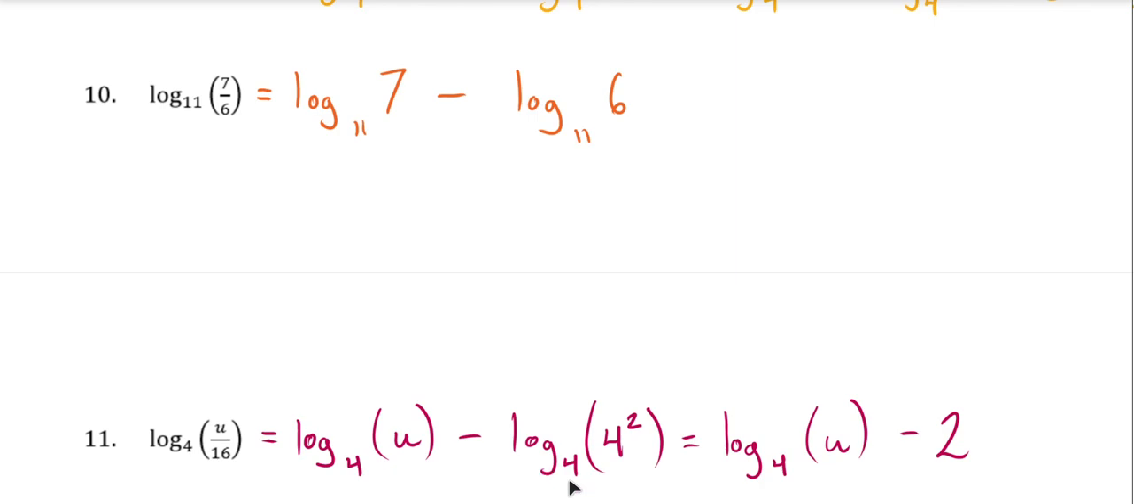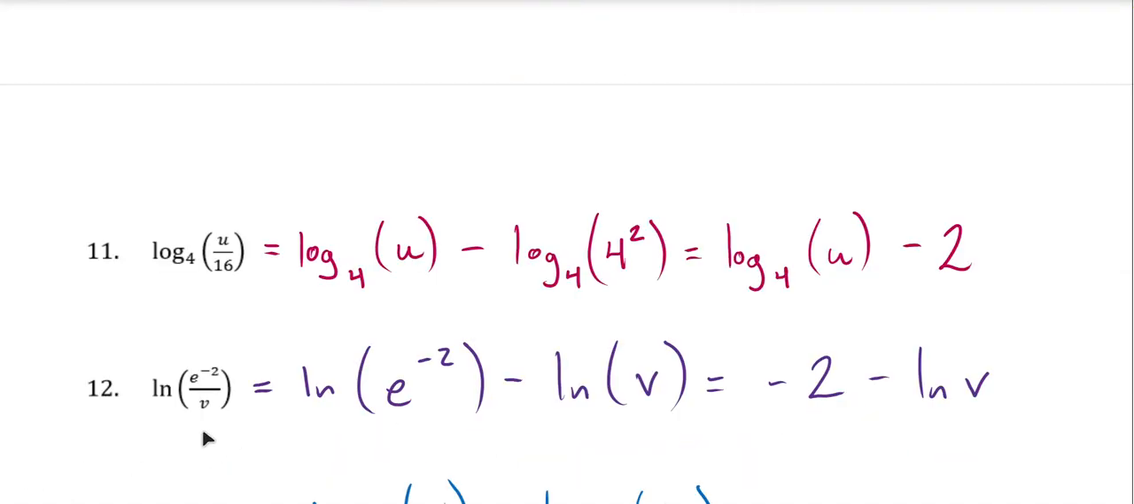We've used the cancellation property to take 16 and write the log base 4 of that as equal to 2. Notice it keeps that minus sign because it was dividing by 16. Likewise here, we are going to be dividing by v, so we have a minus ln of v in our answer, and we have ln of e to the minus 2, which is going to bring a minus 2 up front here.